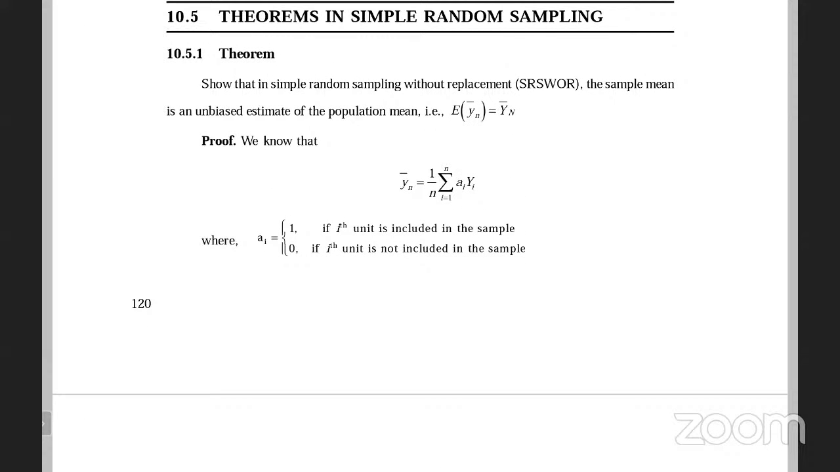Next we come to SRS. SRS means simple random sampling without replacement. Without replacement, the mean value: I am taking y(n) bar equal to 1 by n into summation. Here we want to prove when it is unbiased, meaning it is not biased.